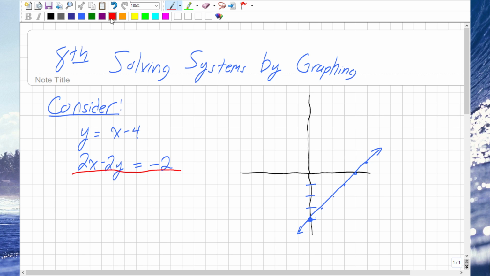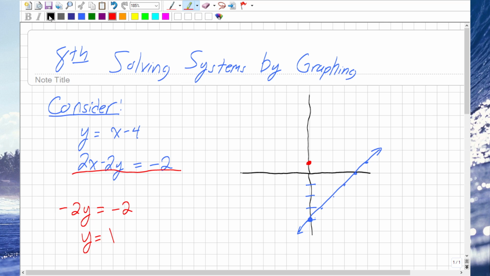The second graph, on the other hand, is not in the standard y equals mx plus b format. So what we can do is use something called the cover-up method. We would cover up one of the variables and see what we have left. In this case, we have negative 2y is equal to negative 2. Dividing both sides by negative 2, I get y equals 1. So I go to y equals 1 and make a dot.